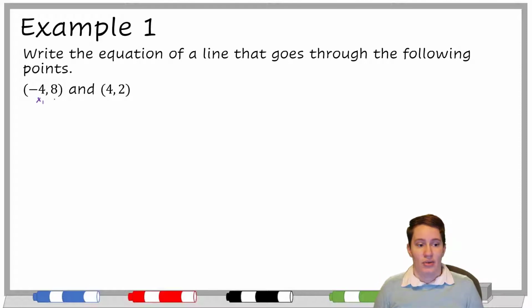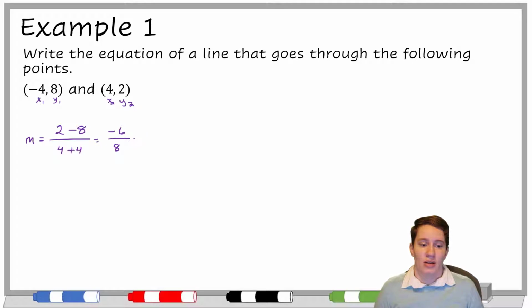So I can label this x1, y1, and x2, y2, and look back at my slope formula if I need to, and plug it in. So this should be 2 minus 8 over 4 minus negative 4, so that's plus 4. So that gives me negative 6 on top and 8 on bottom. I simplify that. That overall is a negative. They both divide by 2, so I get negative 3/4 as my answer for slope. That's just the first part though.